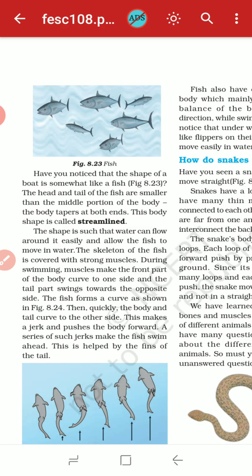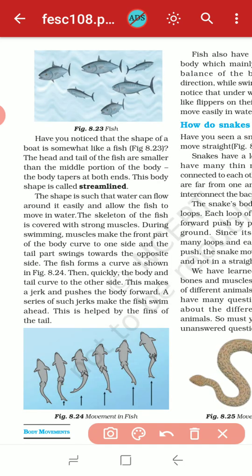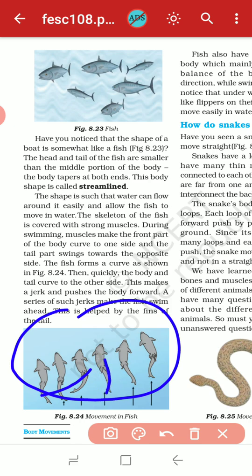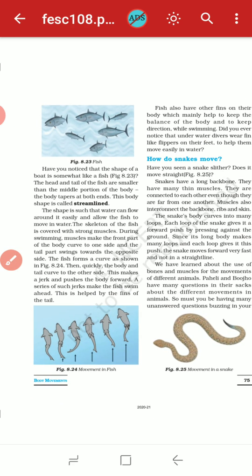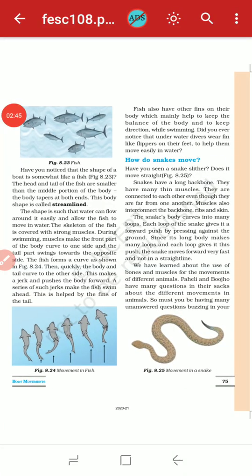This is helped by the fins of the tail. You can see in this picture here, she is just making its tail move for the fish to swim inside the water. So this is the movement of the fish.